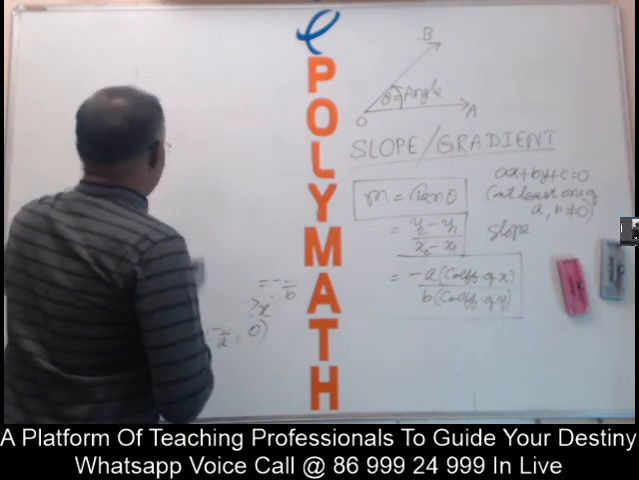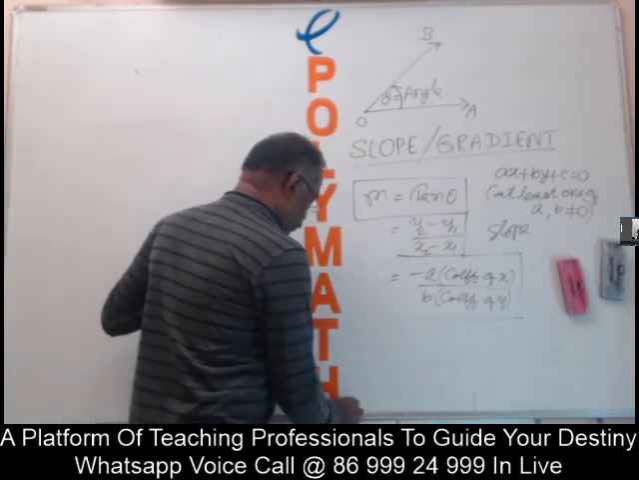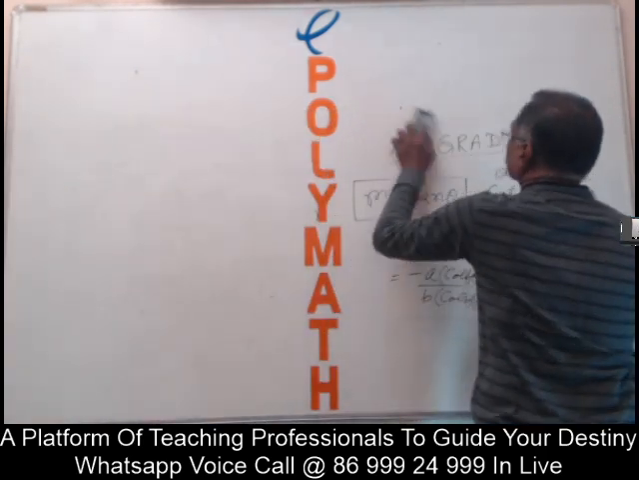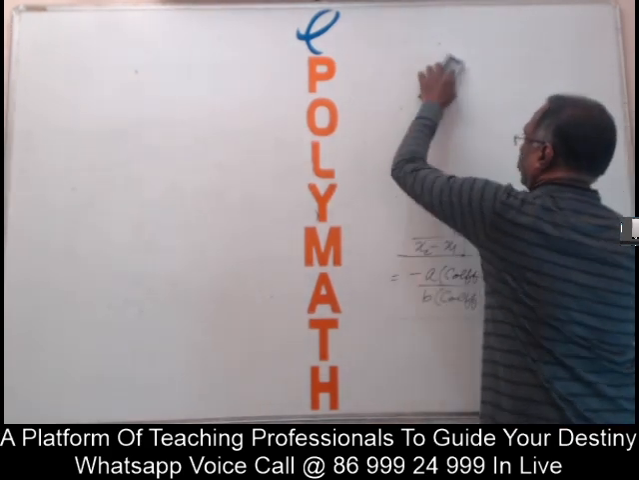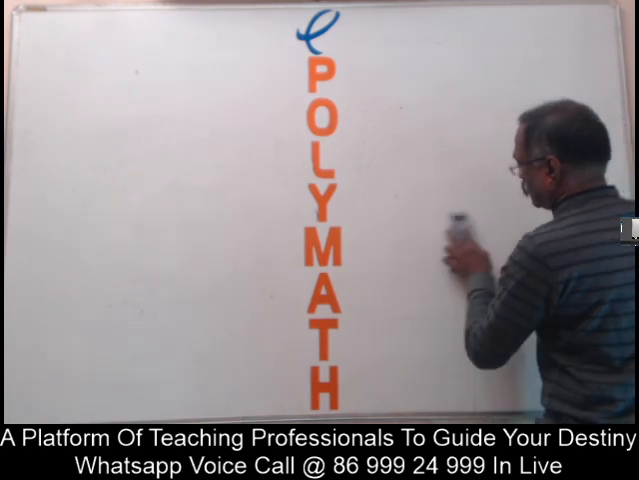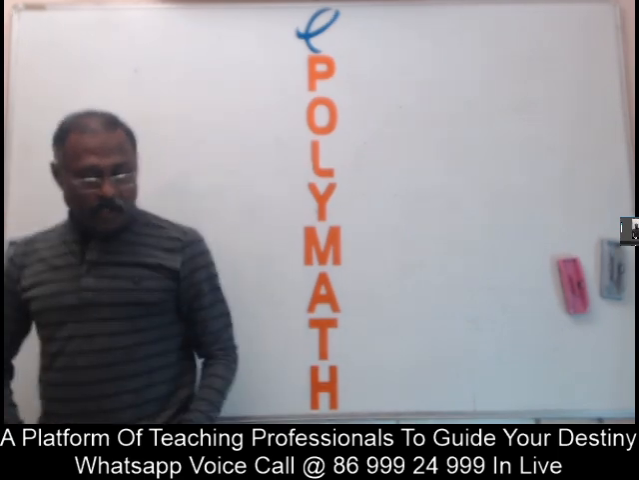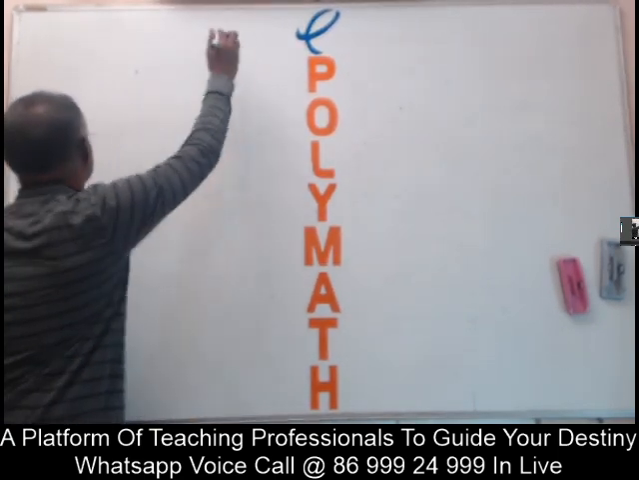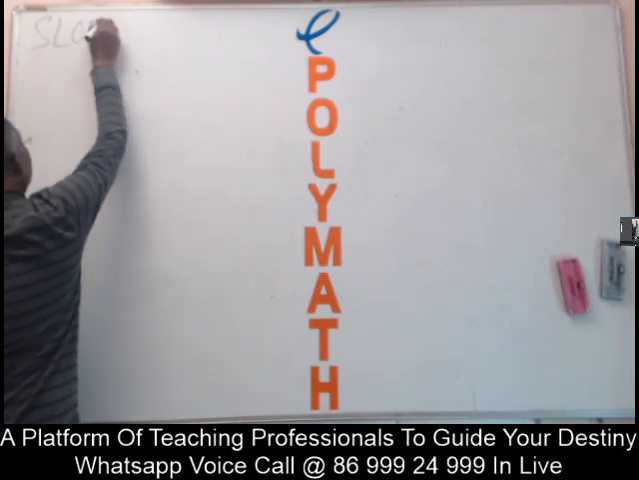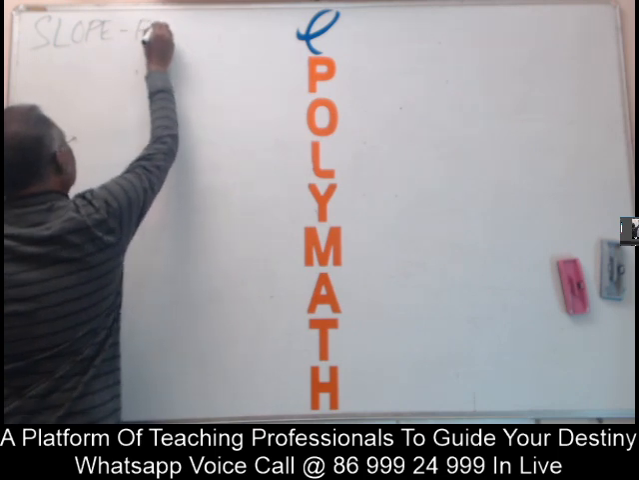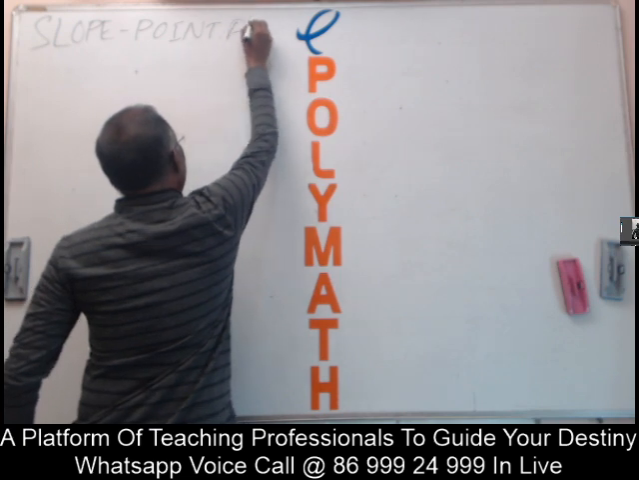Now let us see the different forms. In the different forms, number 1 is the slope point form.